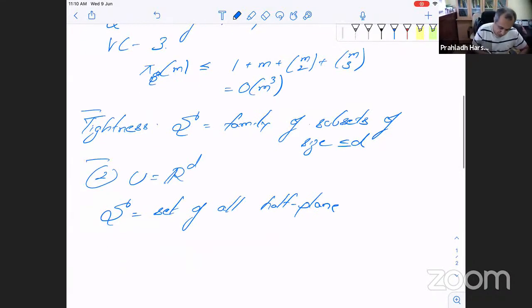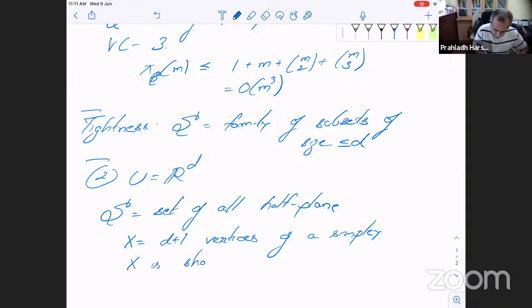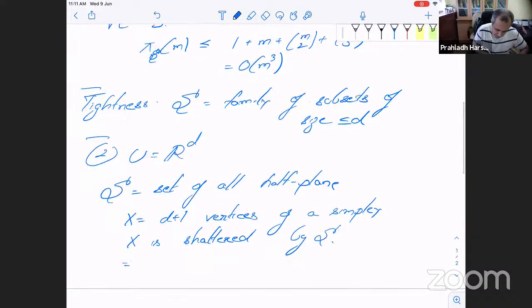So all I want to say is, if you take X to be the D plus 1 vertices of a simplex, X is shattered by the half spaces. That implies that the VC dimension of this particular set system S is at least D plus 1.